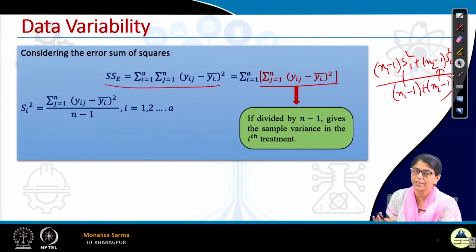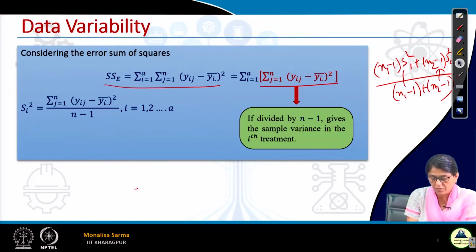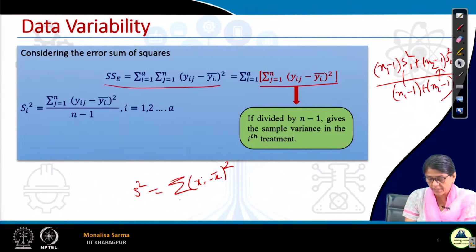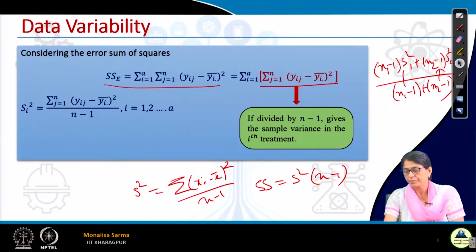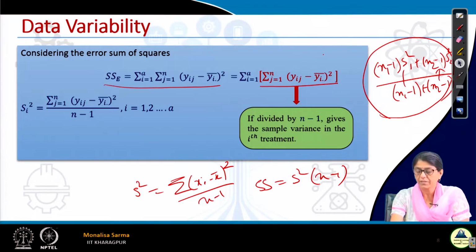Remember, this was our pooled variance estimate, and if you forgot how we got this, the simple variance formula is S square equals the sum of (xi minus x bar) whole square divided by n minus 1. So this is nothing but the sum of squares, and the sum of squares is s square times (n minus 1), isn't it? So this is the pooled variance estimate. Similarly, if we divide this one term by just n minus 1, I get the variance of the ith level.